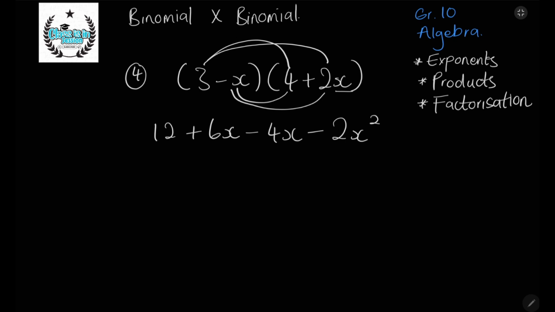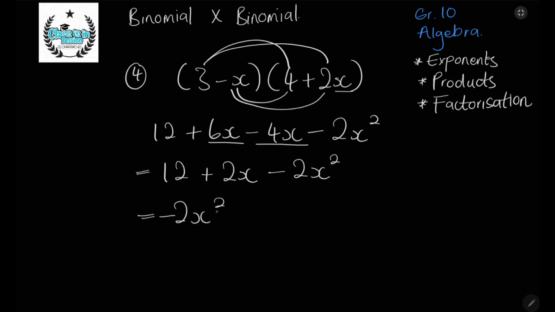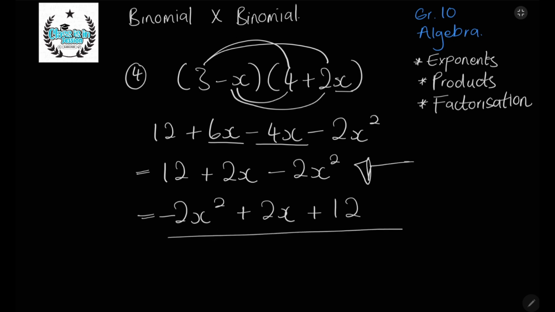Do you have any like terms? Let's check. We have 12, right? We write 12 as it is, as it doesn't have a like term. Then 6x minus 4x, which is positive 2x, minus 2x squared. But we can rearrange this and write it as negative 2x squared plus 2x plus 12, as this looks a bit funny. So this is how it should be.